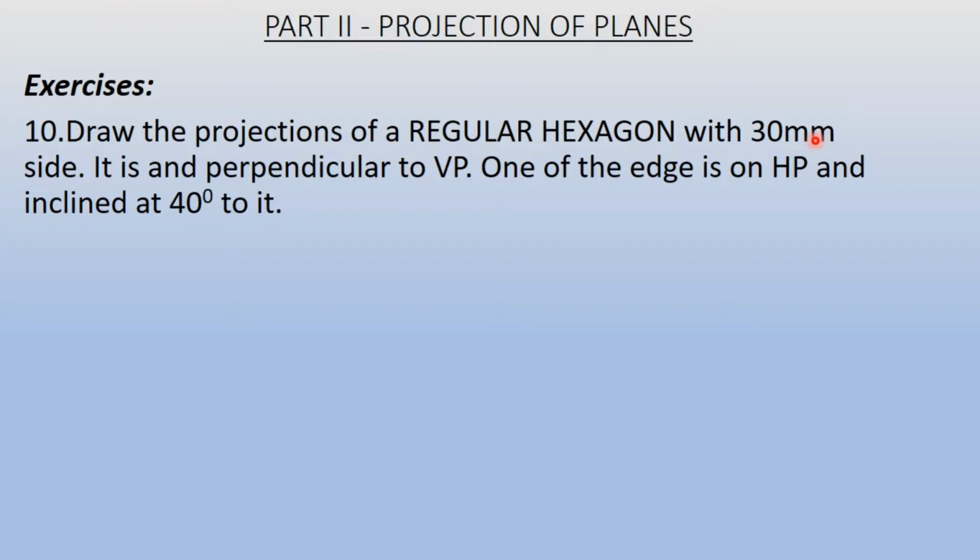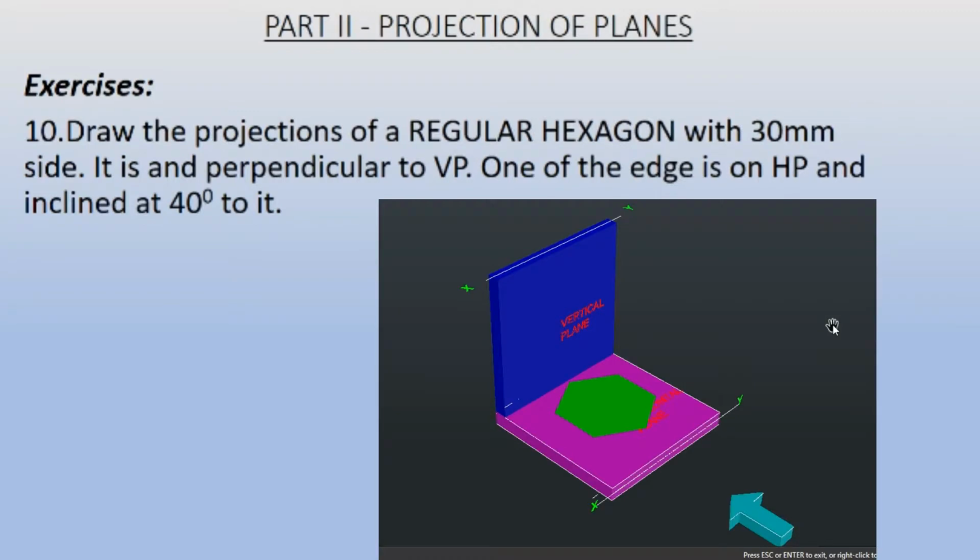That's it. But it is perpendicular to the vertical plane and it is inclined at 40 degree to the HP. So make sure that you imagine this hexagon with inclination with respect to the horizontal plane. So we'll see the explanation part now, and after that I will do the exercise in the drawing sheet. Now in this question, a hexagonal plane is given, in simple terms, but it is given with an inclination angle with respect to the horizontal plane.